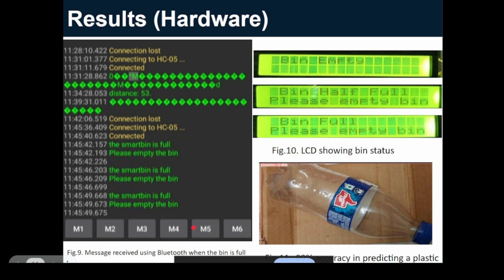Now moving on to the hardware results, we first detect the bottle. As I told, we kept it on a trash plate and it gave us an accuracy of 0.98.